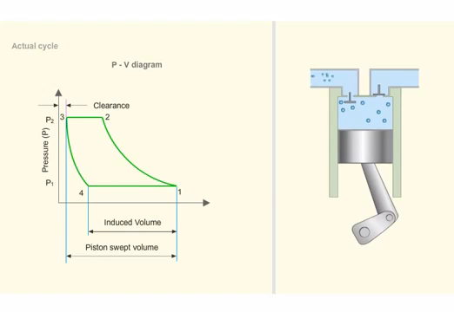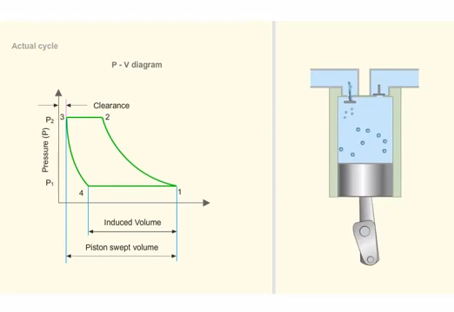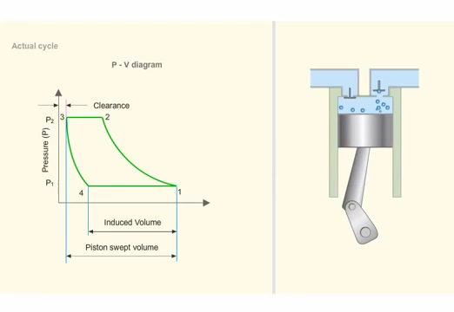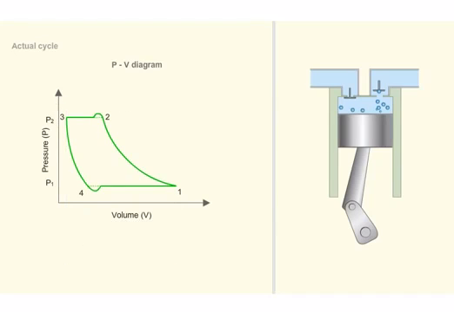Induction of air starts as soon as the pressure in the cylinder drops below the atmospheric pressure. Therefore, the actual induced volume of air will be lesser than the piston swept volume. Also, in the actual cycle, the valves restrict the flow of air. The delivery pressure increases initially above P2 and then returns to the delivery pressure P2. The inlet pressure decreases below P1 and later returns to the induction pressure P1. Hence, the actual compressor cycle appears as shown.